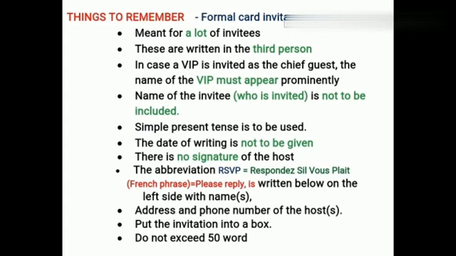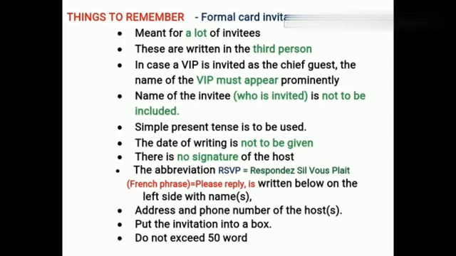Third point is, in case a VIP is invited as the chief guest, the name of the VIP must appear prominently in the card below the details. If you are calling some politician, some actor or famous personality, you have to write their name and the field they belong to. Suppose you are calling Virat Kohli, then you have to write special chief guest is Virat Kohli, sports person or cricketer. Alright, I'll show you that also, don't worry.